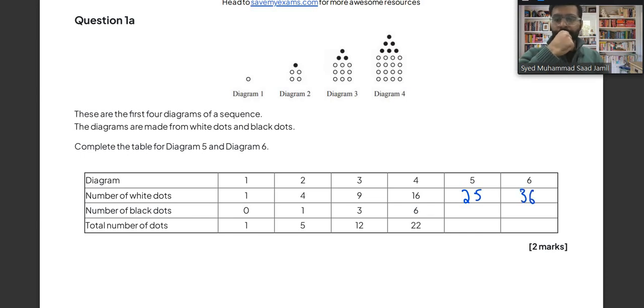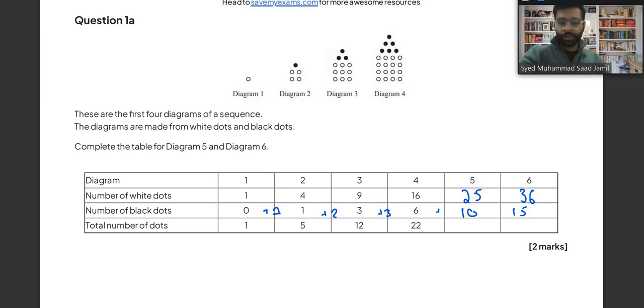All right. Then we have the number of black dots. If you look, first we have 0 black dots, then 1, then 3, then 6. If you notice the trend, first we added 1, then we added 2, then we added 3. Now we are going to add 4, so this becomes 10. And now we're going to add 5, so this will become 15. So it's all about identifying the sequence.